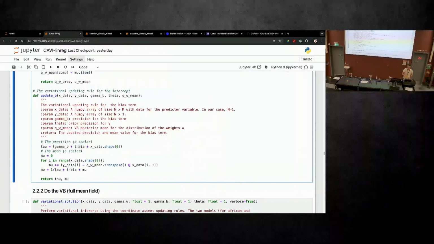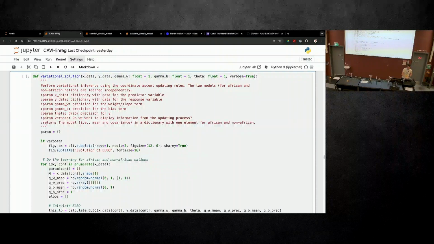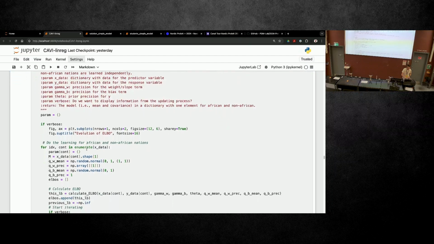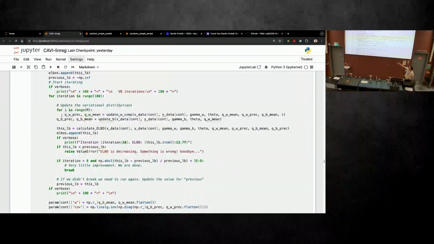And down here we have the updating rules for B. Please also check whether the updating rules here link back to the slides. Hopefully they should. At least we get the right behavior in terms of the ELBO. And here we have the variational Bayes solution specified, and we are doing it for both African and non-African countries. We do a bit of initialization of our variational parameters, and then we iterate for 100 iterations, keeping track of whether the ELBO is increasing as it should, and so forth.